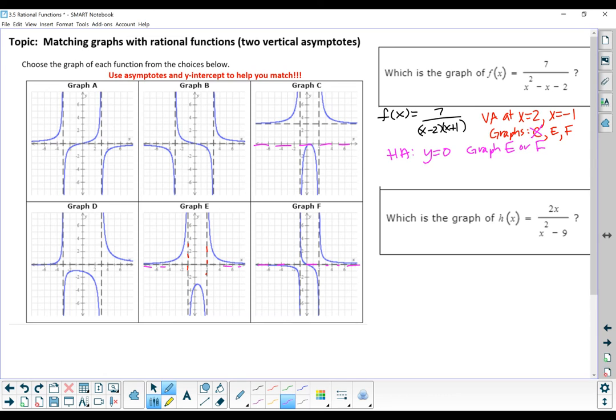And then I'm going to look at those 2 graphs for a second and see if I can see something that sort of sets them apart from each other. And what I notice is that graph E has a y-intercept at negative 3.5, and graph F has a y-intercept at 0. So I can use that y-intercept to help me finish up. For this function, f of 0 is 7 over 0 squared minus 0 minus 2. That's negative 7/2, which is negative 3.5. So it looks like this one has the correct y-intercept for my function. So I would choose graph E.